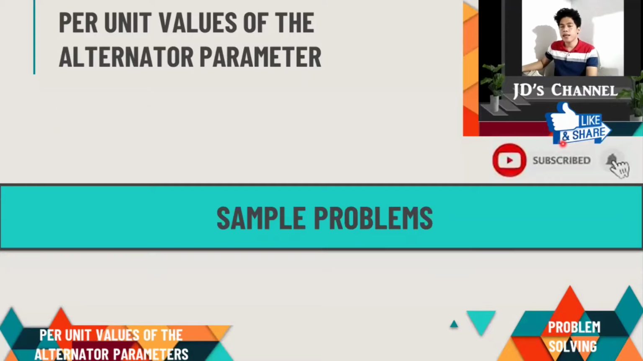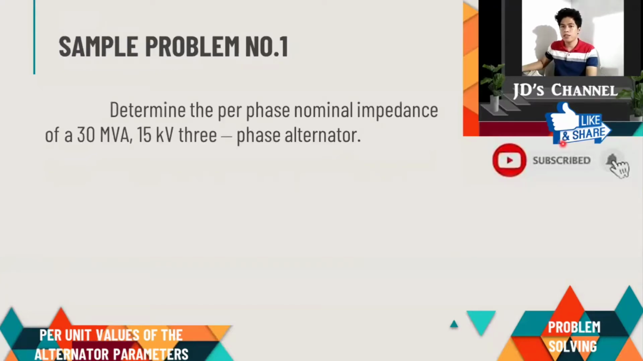So we go now, class, to the sample problems para mai-apply natin yung ating mga natutunan kanina. For sample problem number 1, determine the per phase nominal impedance of a 30 MVA, 15 kilovolt, 3-phase alternator. So, class, atin munang suriin itong ating problem. Okay? At ihanda nyo na rin ang inyong mga calculator, ballpen, at notebook. Sabay-sabay po tayo magsosolve.